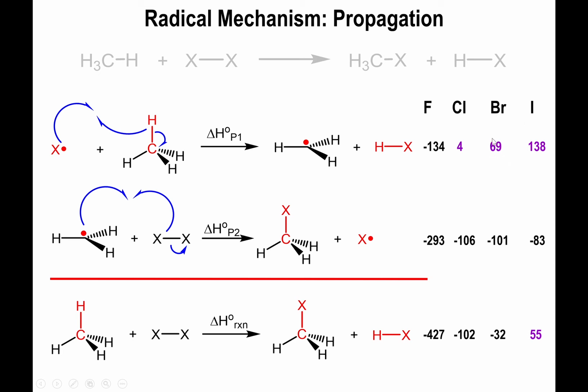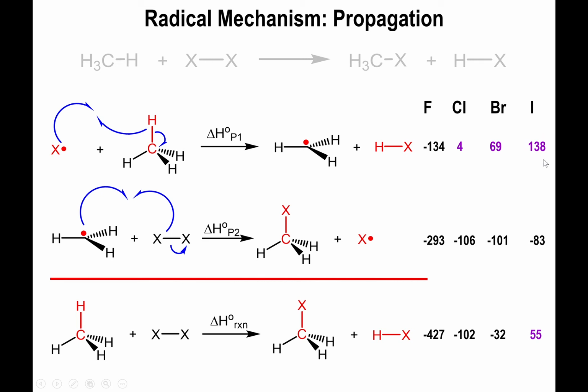The amount of enthalpy that you require to get the first step going is 69 kilojoules per mole. Even though the second step is negative 101 and the overall process is negative 32, you're only getting 32 kilojoules of energy in the overall process, which is not enough to pay the price of 69 kilojoules per mole. So this step with bromine is technically stalled. You're not really going to get much of it in this radical reaction.